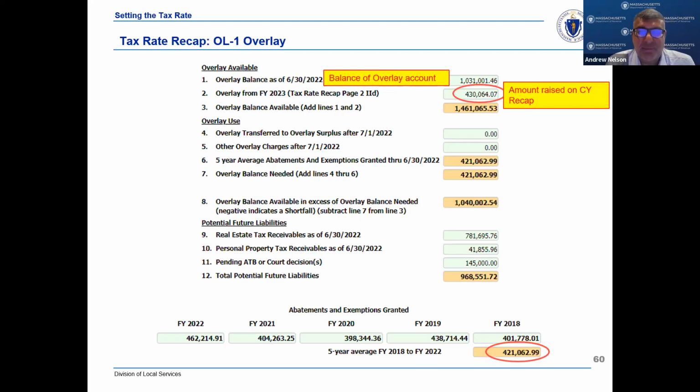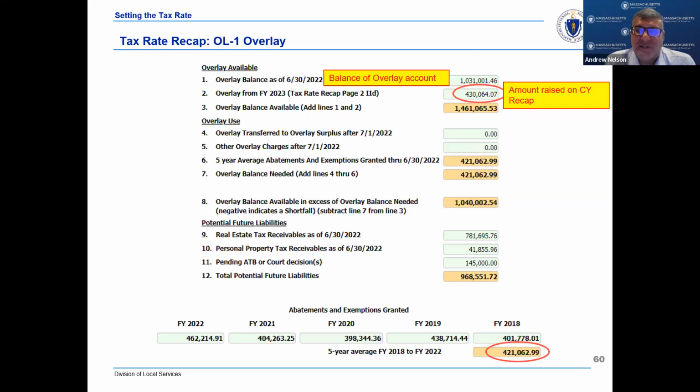Now we want to know, these numbers also come from the balance sheet. These are your outstanding real and personal property taxes, and any cases you have tied up in court. So they have potential future liabilities, if everything that they haven't collected went south, of $968,000.